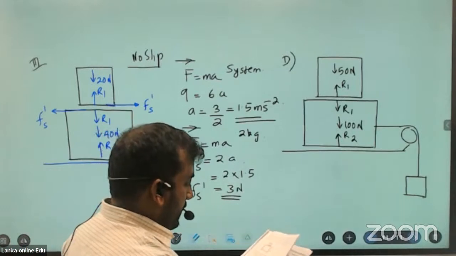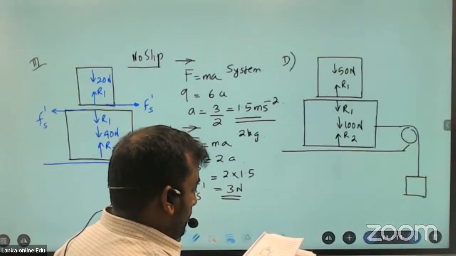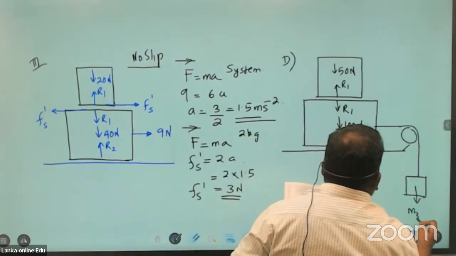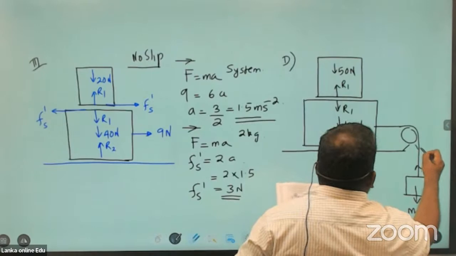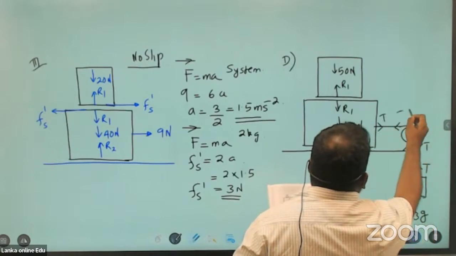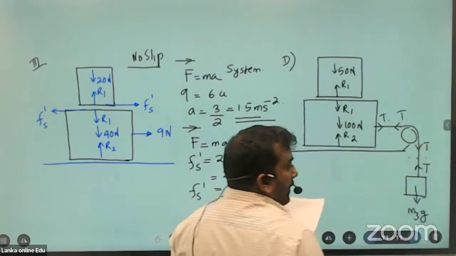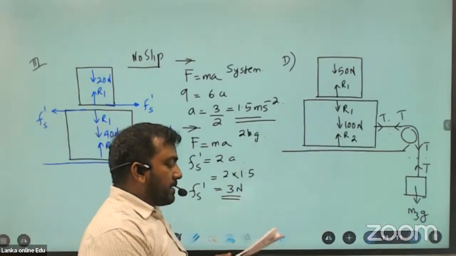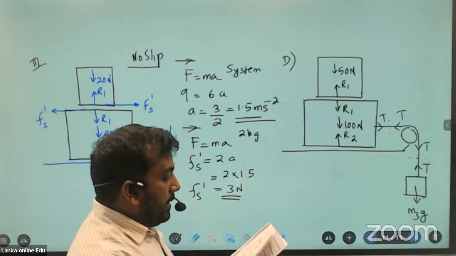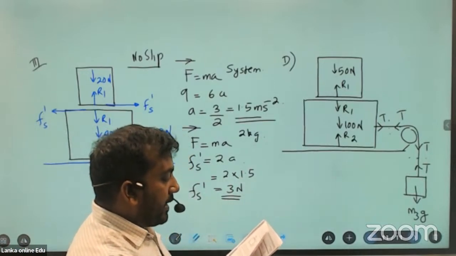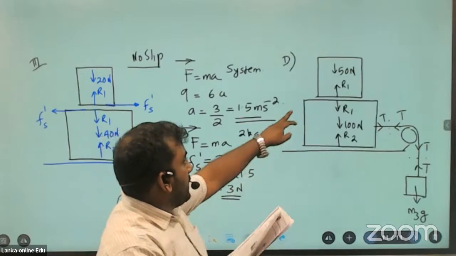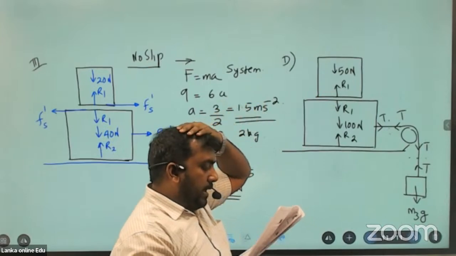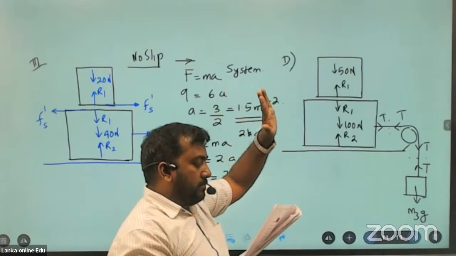Now here you have M3. Here M3 is connected. M3g. Here tension, here also tension, here also tension. Light inextensible string. What are they asking you? The system is released from rest. The coefficients of static friction and dynamic friction between the surfaces are given. Find the maximum acceleration of M1.